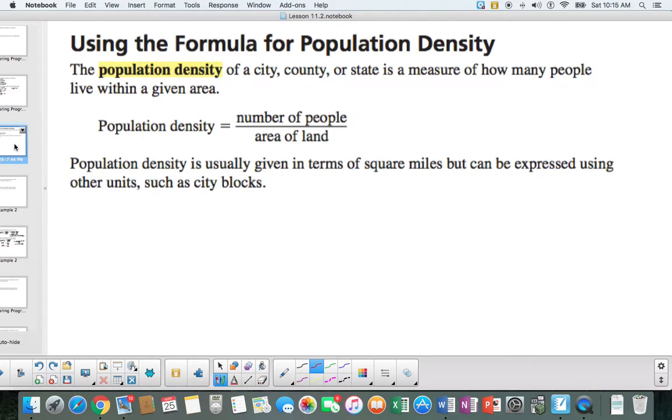We're going to take a look at population density. Population density is the number of people divided by the area of the land. And a lot of cities grow in a form of a circle. So studying circles right now, it'd be a good idea to take a look at population density.